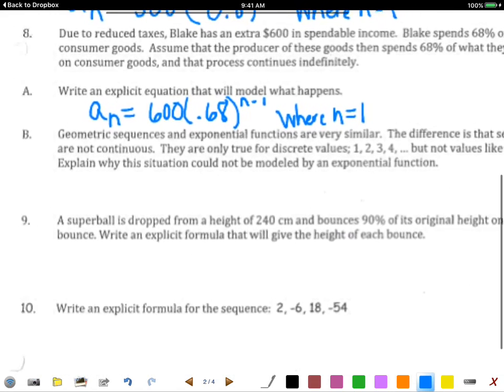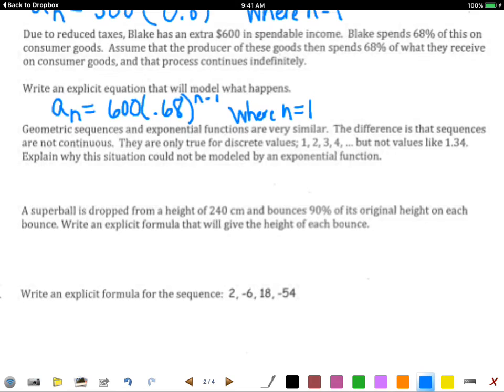All right, letter B says geometric sequences, okay, like a list of numbers we've had, and exponential functions are very similar. The difference is that sequences are not continuous. They are only true for discrete values. So like a list of numbers, they're discrete values. We've got our first number, our second number, our third number, our fourth number, but we're not going to have like a 1.34th number. Could one of our numbers be 1.34? Yes, but we don't actually say, okay, well, the 1.34th number is, and then give a value for that.